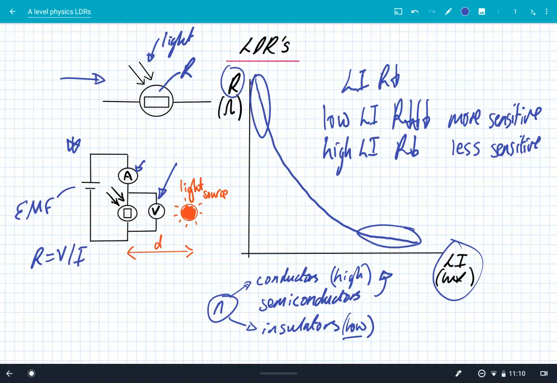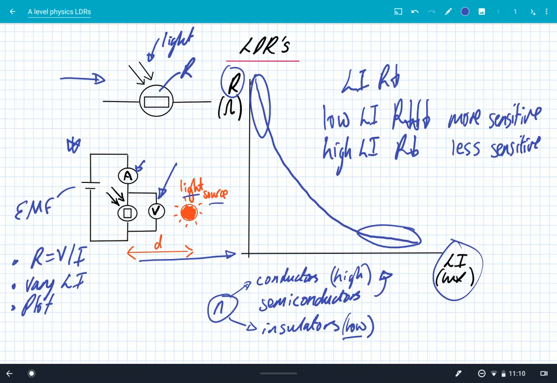We now need to vary the light intensity, so you need to use some source of light. To vary the light intensity, you can just move this light source. You can start with it close to the LDR, and then you can move it away. As you move that light source away, the light intensity is going to fall. So you measure the resistance, you vary the light intensity, and then you plot your graph. And then you get the trend that we have seen over here.